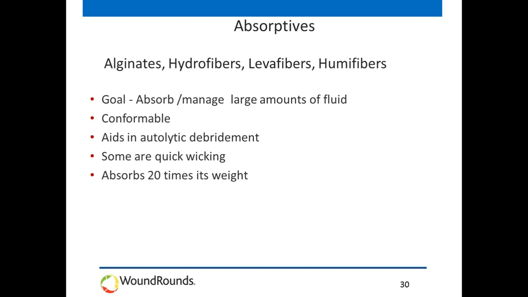If the foams aren't working, you have more exudate than that, and you're not changing your dressings, you may want to look at an alginate or one of the higher absorptives. Your alginates and hydrofibers are very conformable and flexible. When they come in contact with the exudate, they'll form a kind of protective gel. Some of them will actually swell, some of them will dissolve, depending on what's in them. They uniformly absorb the exudate, which protects the peri-wound area and helps maintain that moist wound environment.